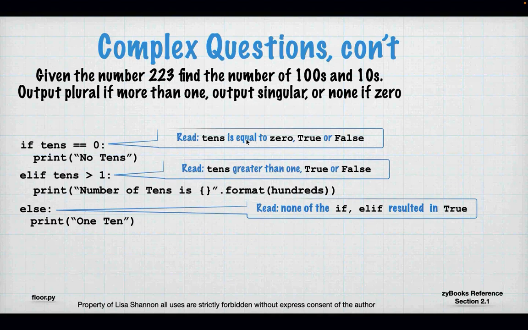So it's tens greater than one. Tens is greater than one, true or false. If that's true, I print number of tens is, and I'm done. If that one is false, I go down to the else statement, and I print one 10.